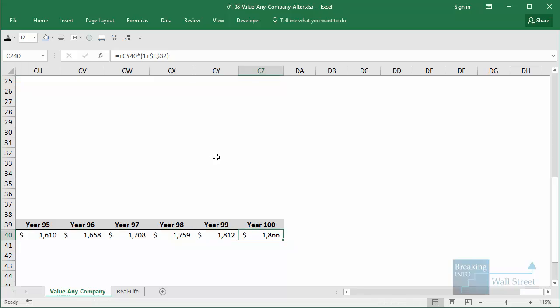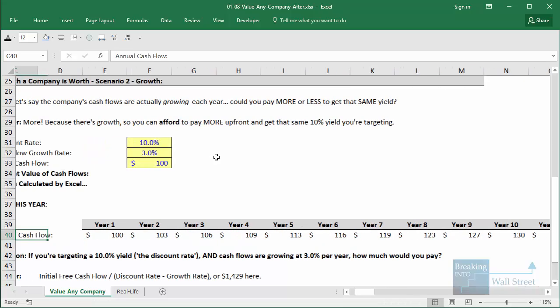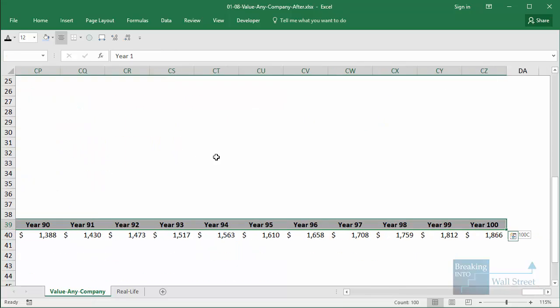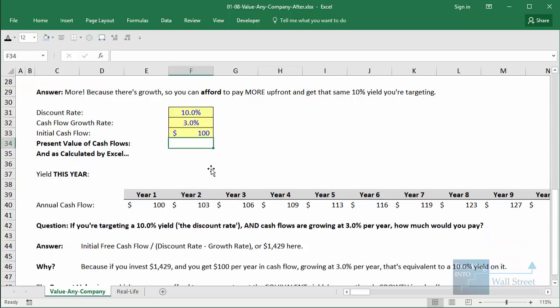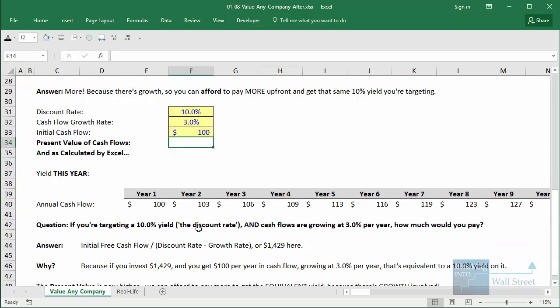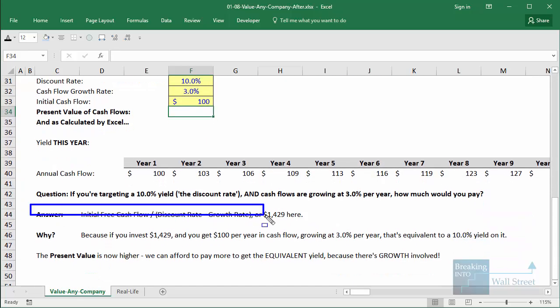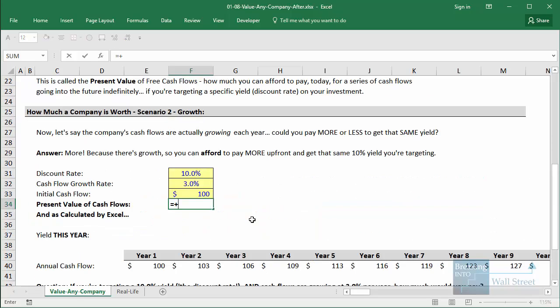And then we'll copy all these over and around. And so we have our cash flows from year 1 all the way through year 100 right there. Now, to calculate the present value of cash flows here, you can see the formula that I've entered down here. The initial free cash flow divided by discount rate minus the cash flow growth rate. So let's enter that and see what happens.